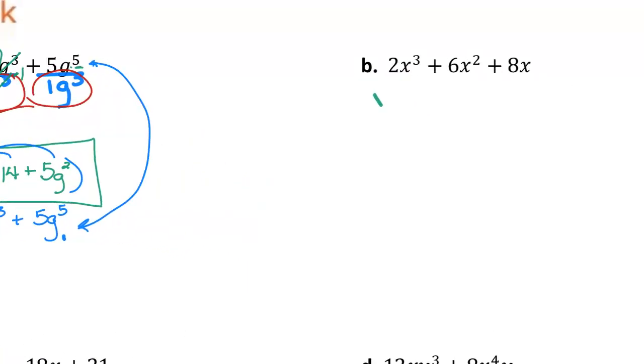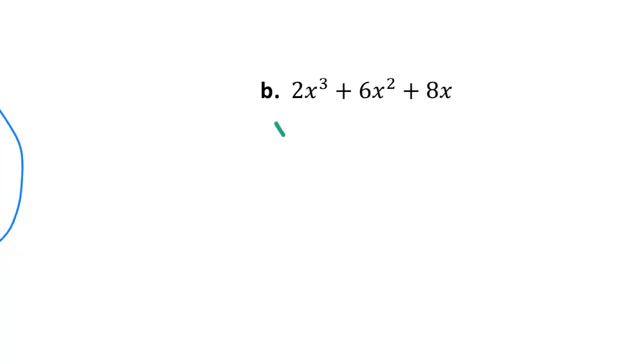Let's take a look at letter B. So we have coefficients of 2x to the third plus 6x squared plus 8x. What is my smallest coefficient here? 2. All right, so that means I'm going to start with 2. Obviously 2 is divisible by 2. Is 6 divisible by 2? Yes, because it's even, and 8 is also divisible by 2. So we're going with 2.